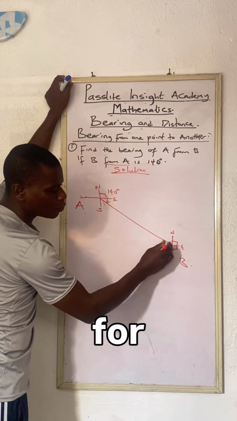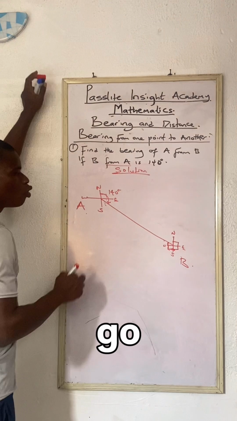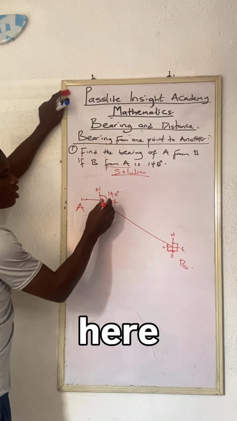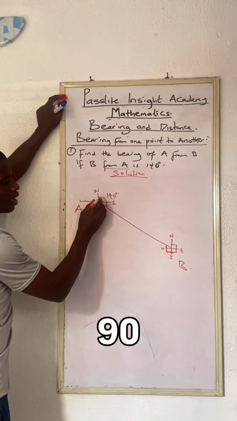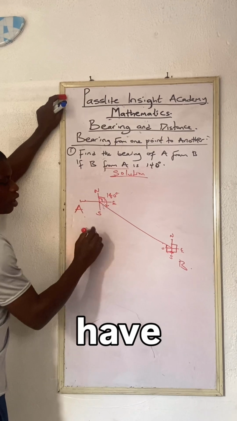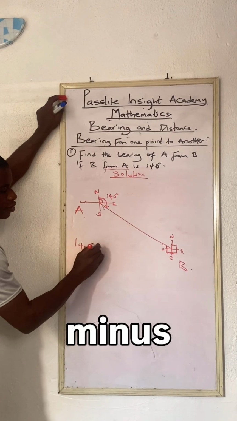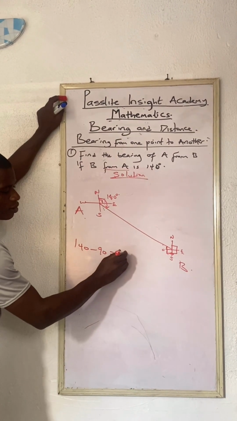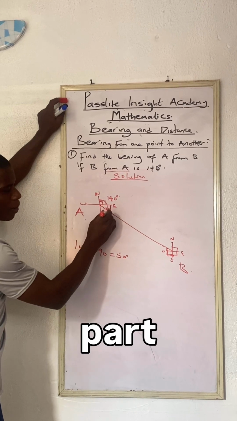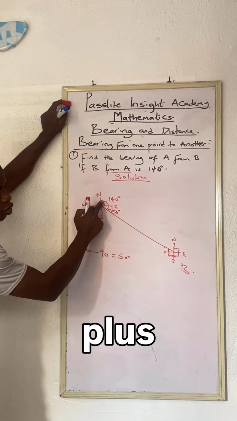Then you ask, for this particular point here, what should be there? Go up and see. If here is 140 and the upper part is 90, then 140 minus 90, what do you have? 50. So this small part here is 50 degrees. Then 50 plus the 90 gives 140.